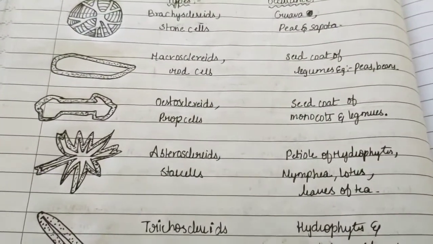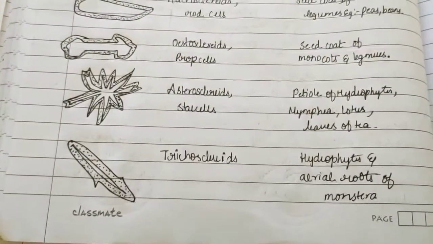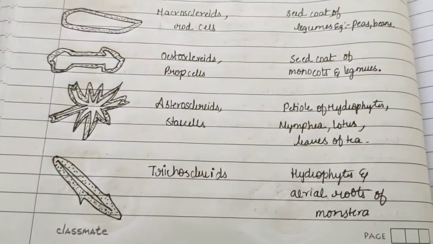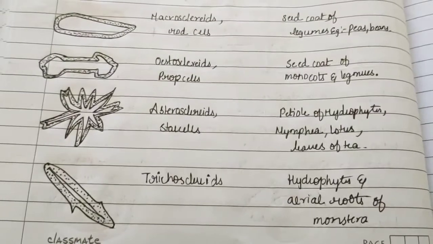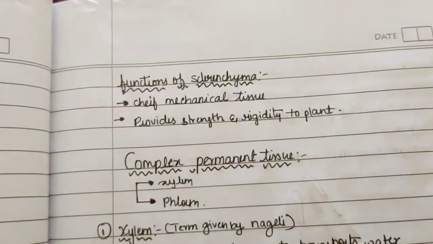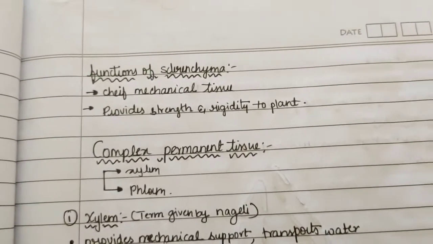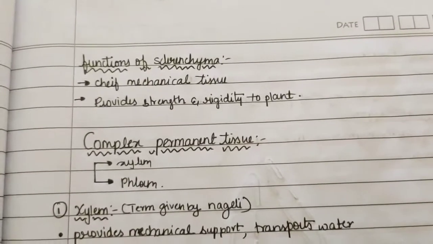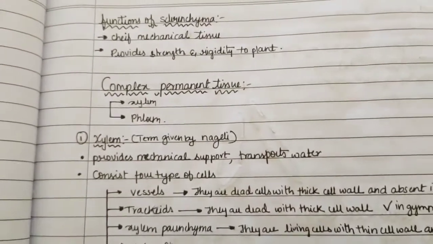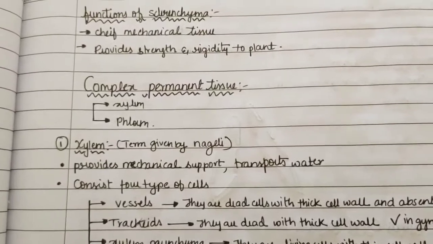They are found in the petiole of hydrophytes, Nymphaea like Nymphaea lotus, and leaves of tea. Then trichosclereids. These are found in hydrophytes and aerial roots of Monstera. Functions of sclerenchyma: they are the chief mechanical tissue. They provide strength and rigidity to the plant.